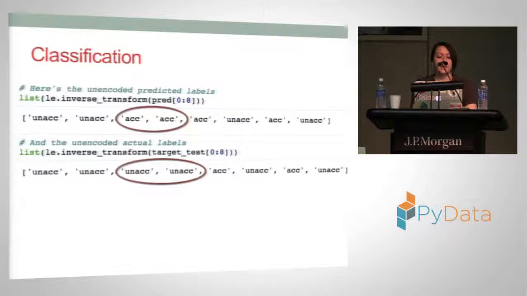So our first line up there is the labels from the predicted labels, basically. So you can see that the estimator predicted that there would be 4 labels of unacceptable and 4 labels of acceptable, except when we compare that to what the labels actually are, you can see that the 3rd and 4th labels were misclassified as acceptable.